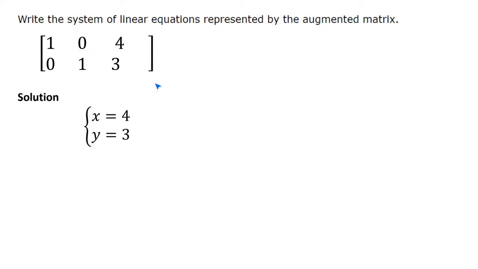So when we're doing some work, we always want to have our matrix look like this one, because if it looks like this one, then we can get our solution for x and our solution for y.